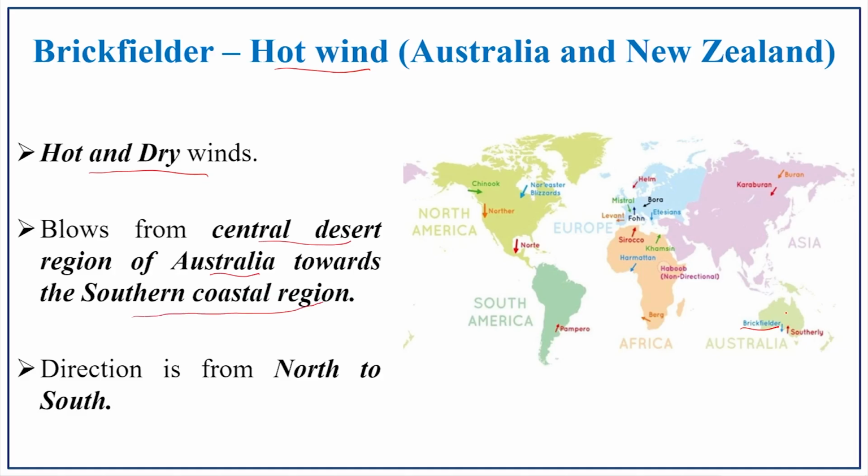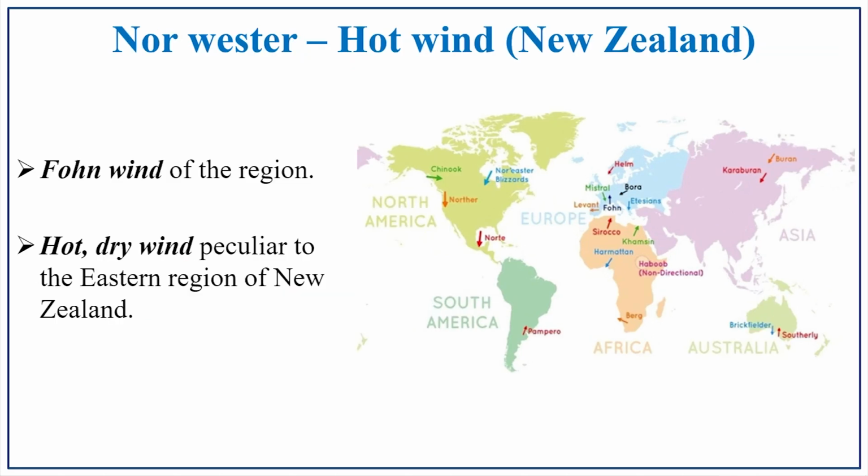So, from central it is blowing towards the south region. So, this was the direction of this wind, that is from north towards the south, the direction of Brickfielder. The next wind is the nor'westers.